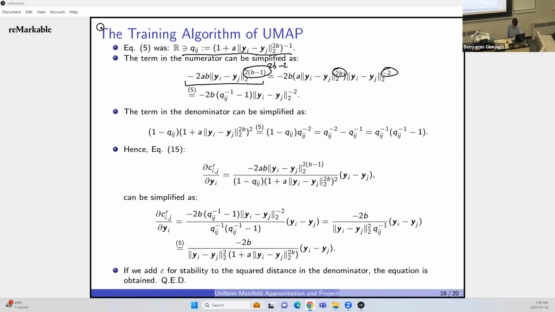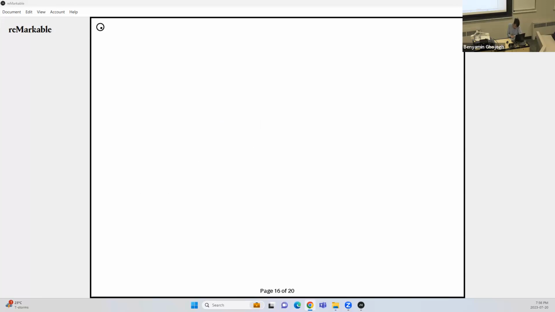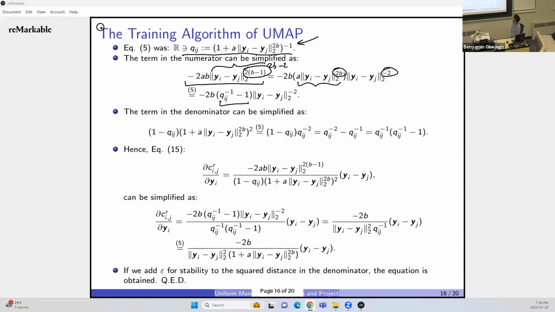Agreed? Okay. Then I broke this into the multiplication of two terms. According to equation 5, I can write it as this. So this term inside can be written as Qij inverse minus 1, right? And so this term can be written as this.